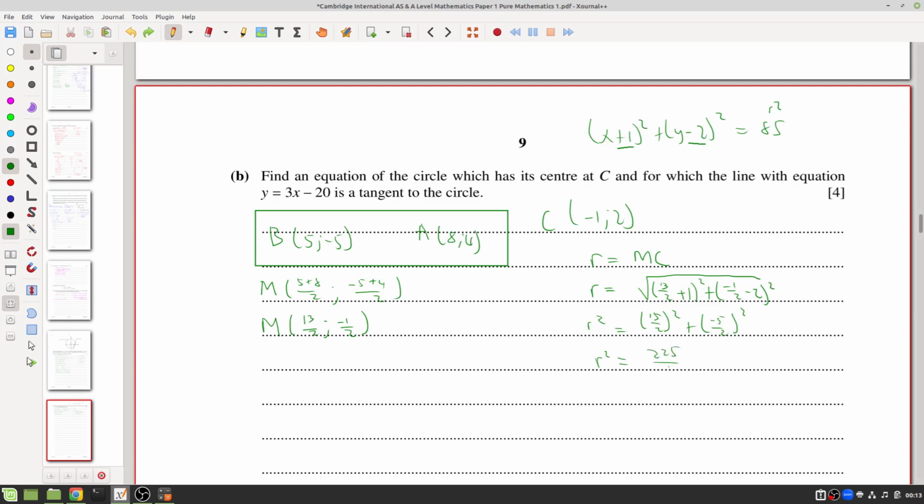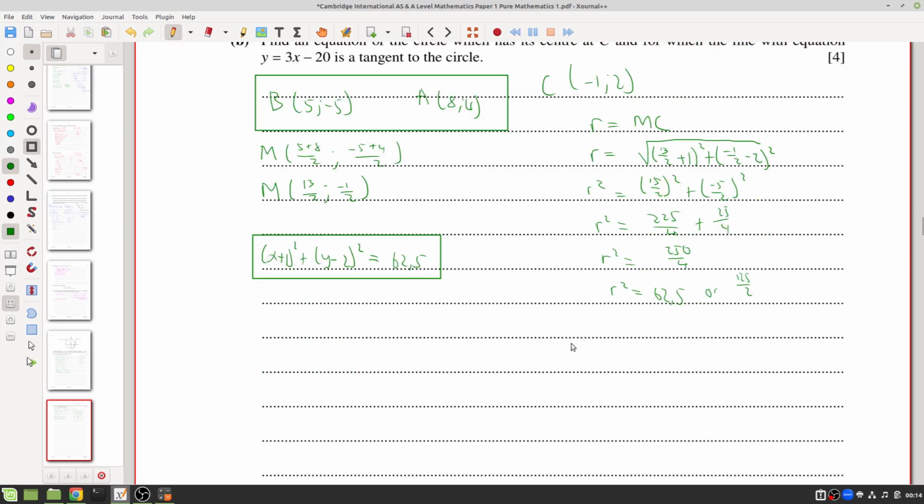So r squared equals 225 over 4 plus 25 over 4. So r squared is going to be equal to 250 over 4, and then we just simplify that. Divided by 4 is 62.5. Okay, 62.5. Or you can leave it as a fraction, which would be 125 over 2. That's also fine. Okay, and now the equation of the circle. The center is still the same, so it's still going to be x plus 1 squared plus y minus 2 squared equals r squared. And we just found r squared to be 62.5 or 125 over 2. So that is our answer.